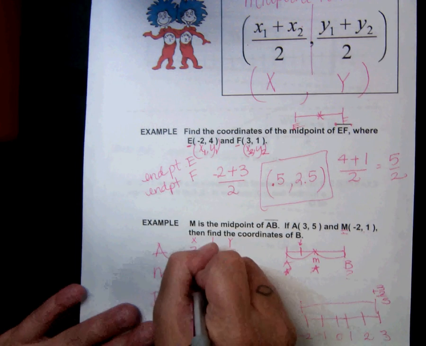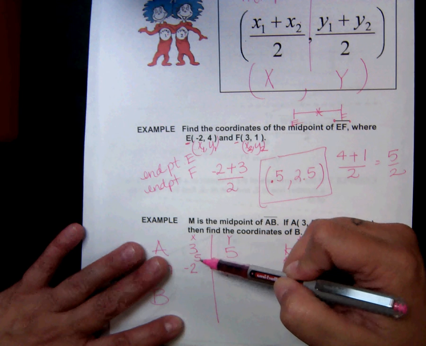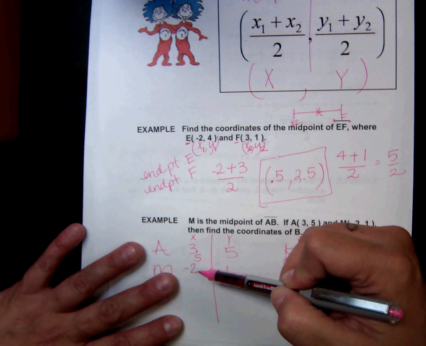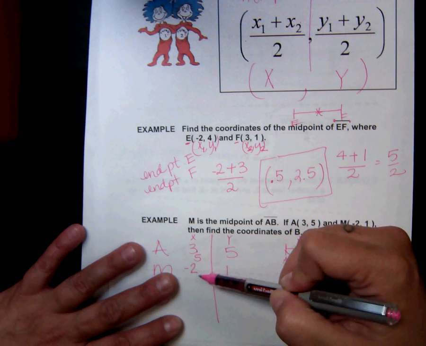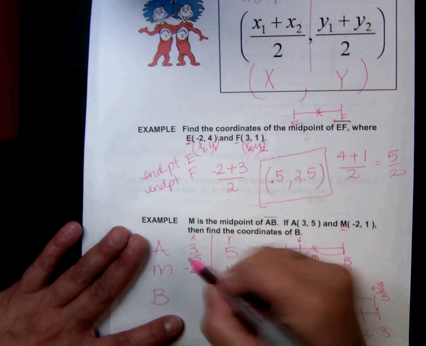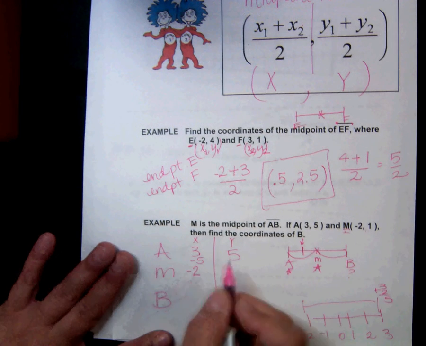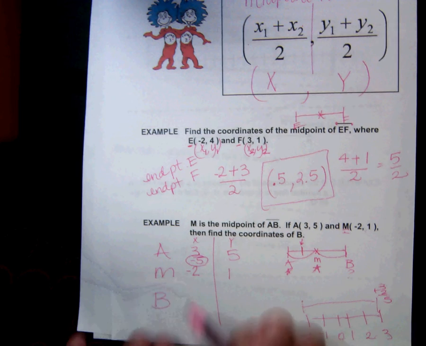So I know I'm using a 5. Looking at this, I've got to decide, am I going to add that 5 or subtract that 5 to get to a -2? If I added 3 plus 5, I would get 8. If I subtract 3 minus 5, I should get a -2. That tells me I have to do the same thing with this -2.